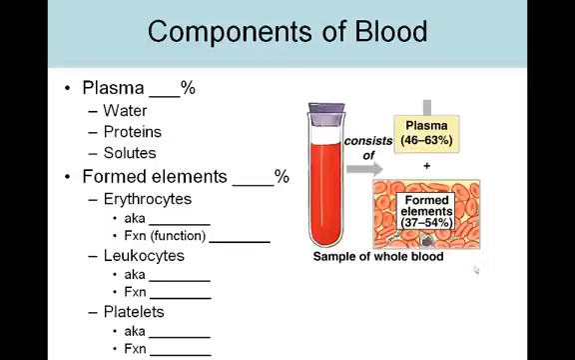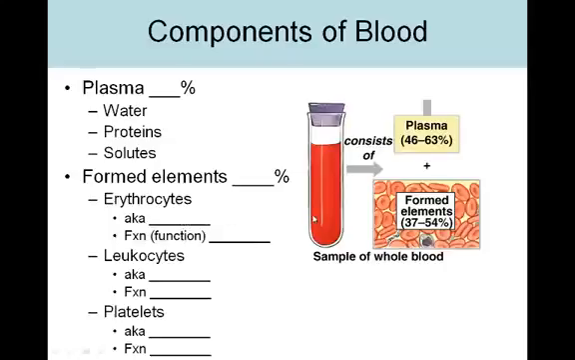So in these blanks here, for plasma, I would put about 55% of your blood is plasma, and for formed elements, about 45% is formed elements. So plasma is mostly made of water, but it also contains proteins and other solutes that we'll talk about shortly. In terms of the formed elements or the cells of blood, we have three major categories: the erythrocytes, which are also known as red blood cells, or RBCs. You can put that in the blank here if you want.